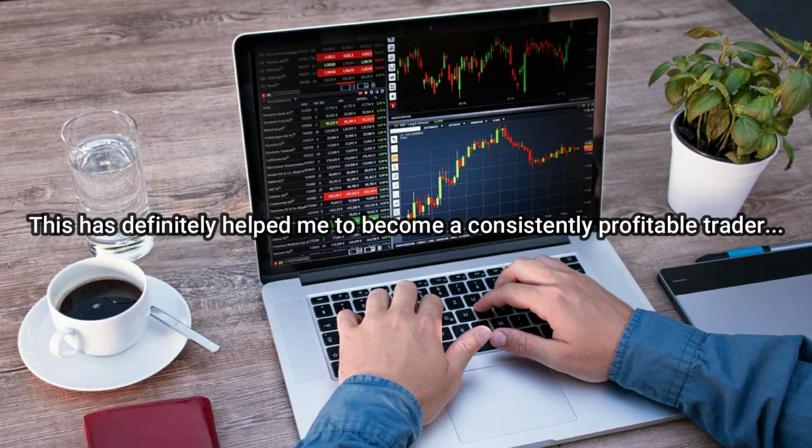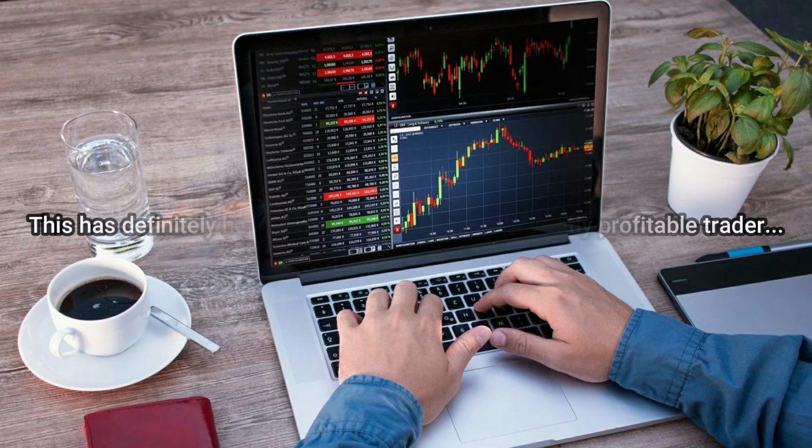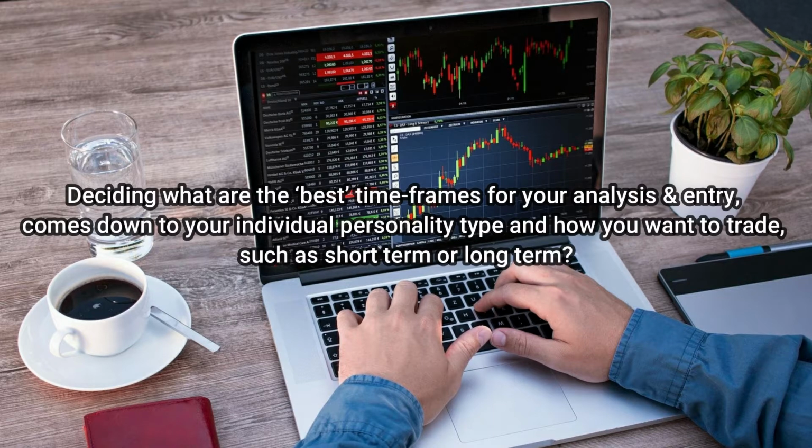I know it's kept me going, and I've made more money this way when I've started to really look at the structure and a bird's eye view, so to speak, of the positions I'm going to take. I can't emphasize this enough. Deciding what are the best time frames for your analysis and entry really comes down to your individual personality type and how you want to trade, such as short term or long term, which I'll discuss in a moment.